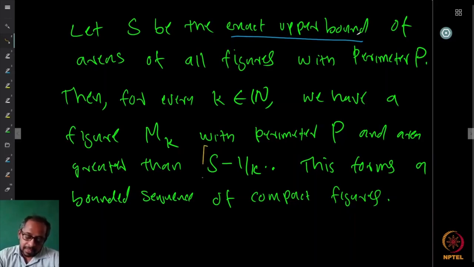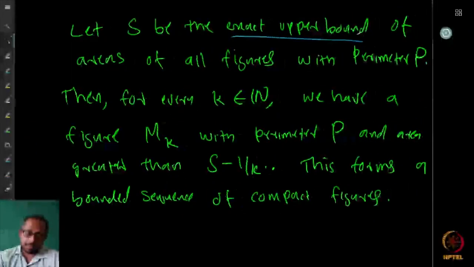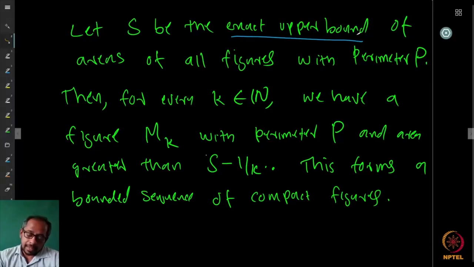Now, because the area is bounded and the perimeter is fixed, these figures will form a bounded sequence of compact figures, and therefore you can apply the Bolzano-Weierstrass theorem. So it has a limit point. The areas keep on increasing to S, so this sequence of areas is converging to S. So if there is a limit point for this, the only possibility is S. You cannot have a different value as the limit point of the areas. Math students can easily figure out these things.